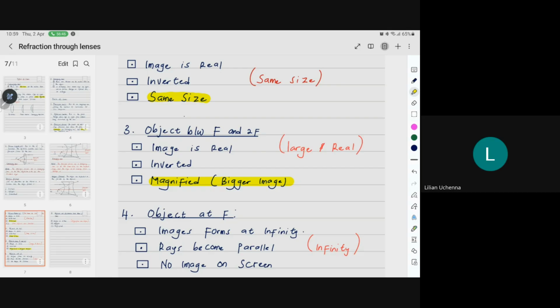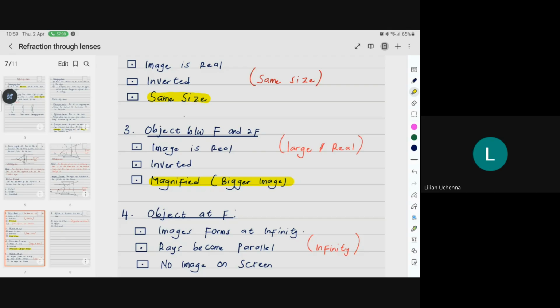All right. Then finally, when the object gets to f, which is the principal focus, the same thing happens as in your concave mirror. What happened in the concave mirror is that the image is formed at infinity. So for both a concave lens and a concave mirror, the images are formed at infinity at the principal focus.